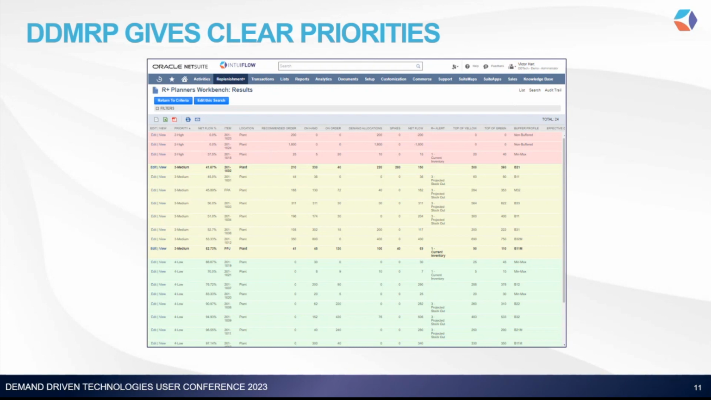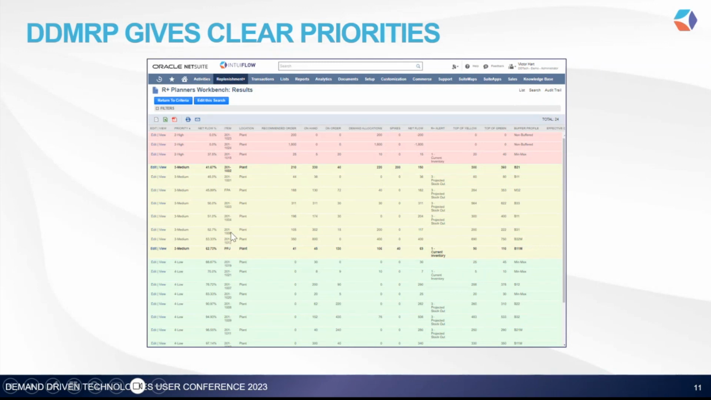If, for example, here's that part PPJ that we looked at earlier, it's got an order recommended against it today, but let's say for whatever reason, I don't accept that recommendation. My supplier was closed, the buyer was on their honeymoon for 2 weeks, whatever it is. As we keep consuming that material, that net flow is going to keep dropping lower and lower in the buffer.